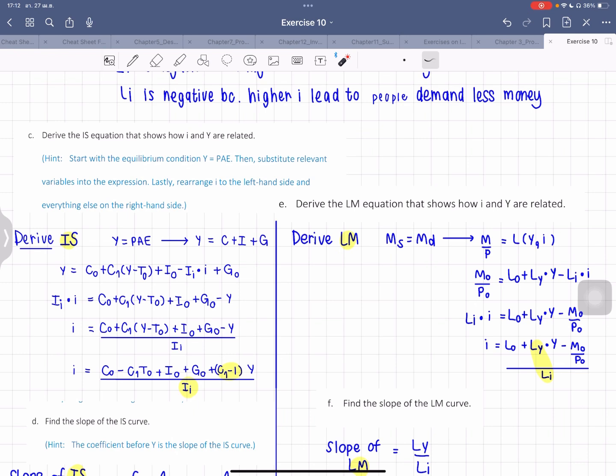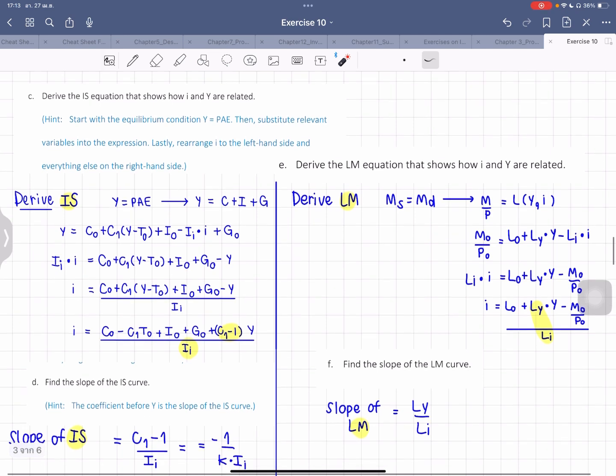Now, C: derive the IS equation that shows how i and Y are related. It gives you a hint: start with the equilibrium condition with Y equal to aggregate expenditure, and then substitute relevant variables into the expression. Lastly, rearrange i to the left-hand side and everything else on the right-hand side.